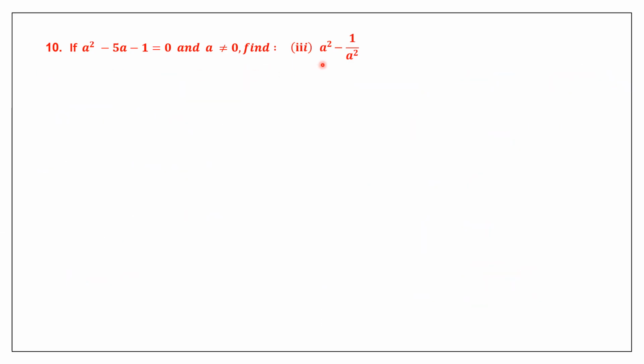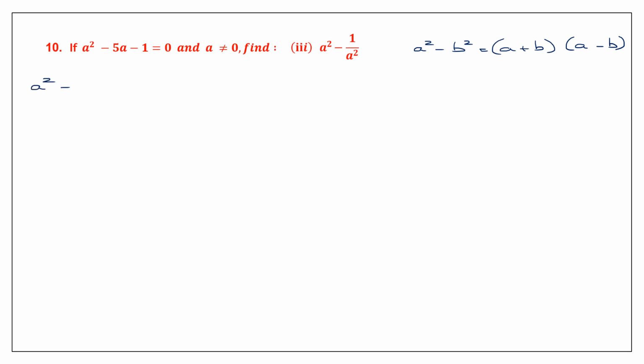Question 3, we need to find a square minus 1 by a square. Now in this case, we can apply the identity a square minus b square. And what is that identity? A square minus b square is equal to a plus b into a minus b. So let's apply that. Let's write that down.